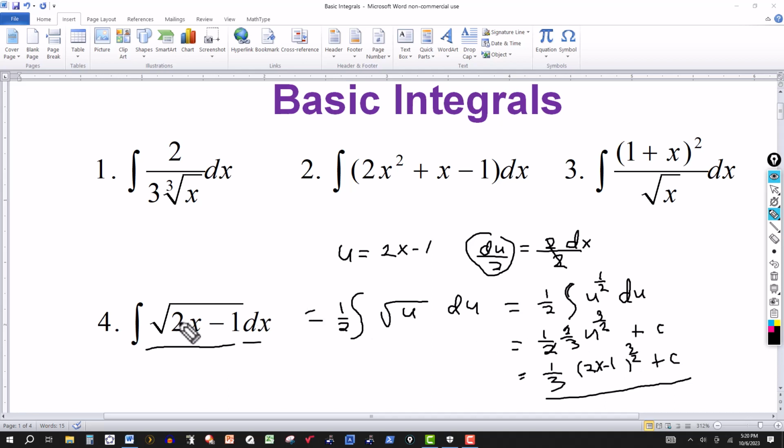Okay, so far I got the square root of 2x minus 1, but I got a 1/2 out in front. Well, the last thing you need to do here to make sure it checks is using the chain rule, multiply by the derivative of what you have here, 2x minus 1. It's going to give you a 2. So that's going to cancel the 1/2.